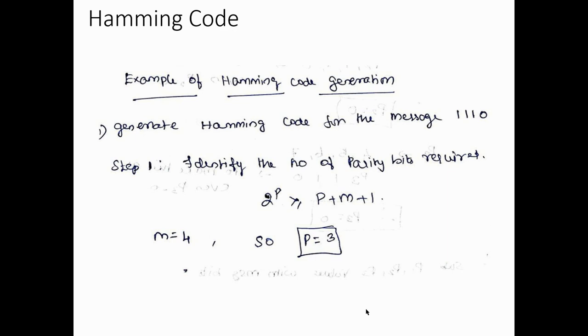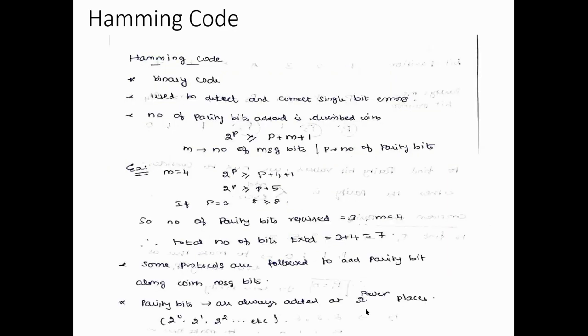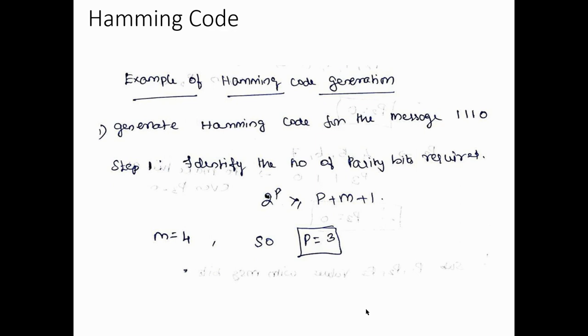For this, the first step is to identify the number of parity bits required to transmit. Here we have 4 message bits, as we discussed in the previous slide. If m is 4, the number of parity bits required is 3. That's the first step: we need to find the value 3. The second step is to apply these three parity bits along with the four message bits.